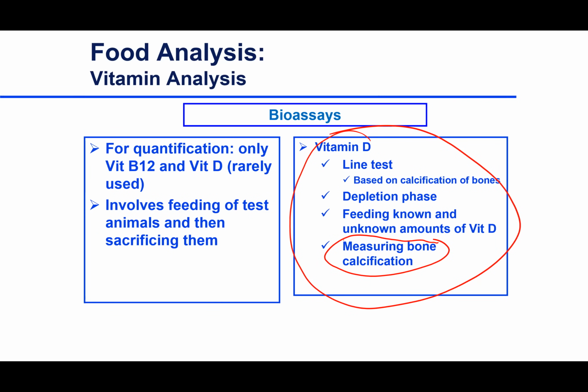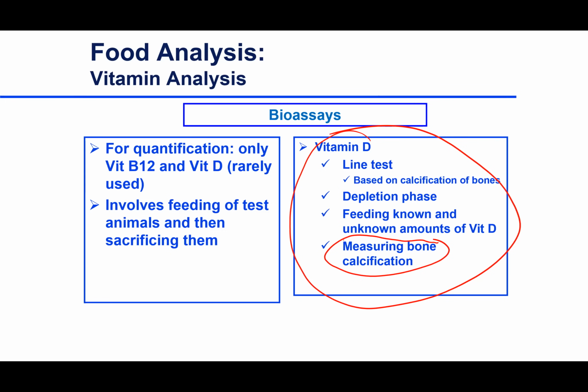These are growing rats. They're laying down a lot of bone, and then you give them a diet that contains some vitamin D, and they can't calcify their bones anymore. And then when you give it back to them, they start doing it, but they have this funny little line between where it was not calcified and where it started calcifying.